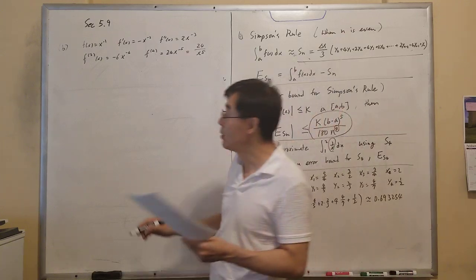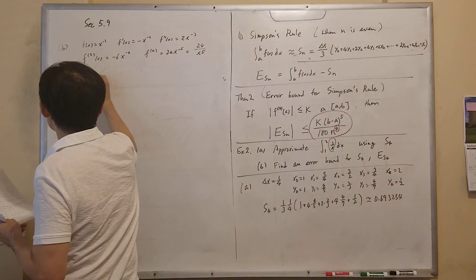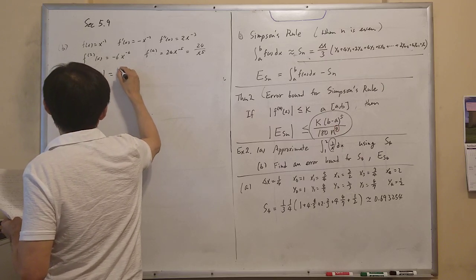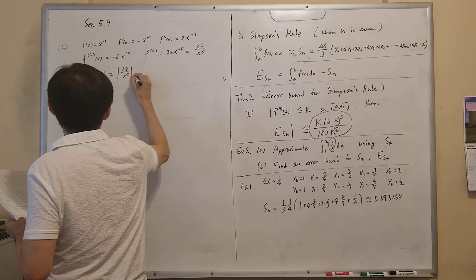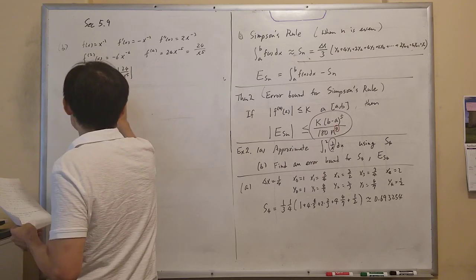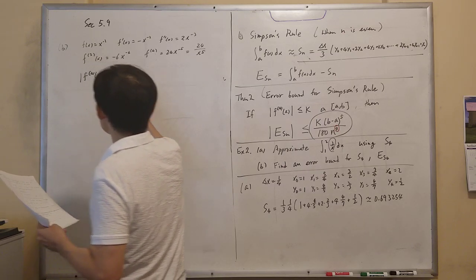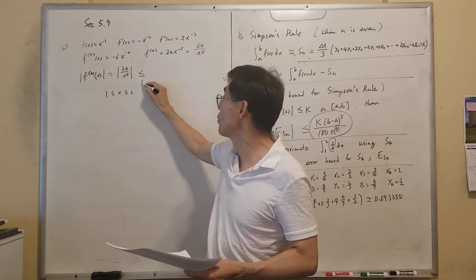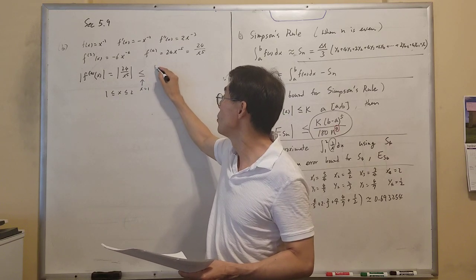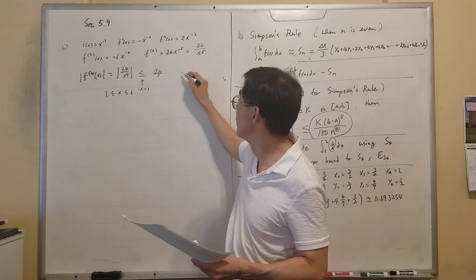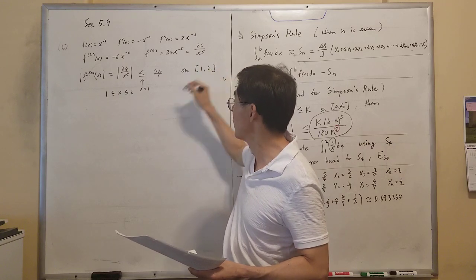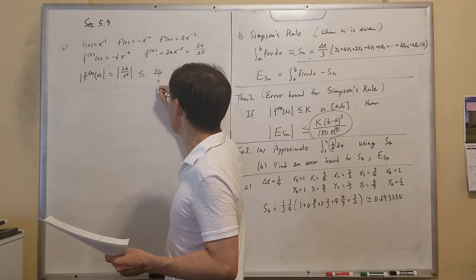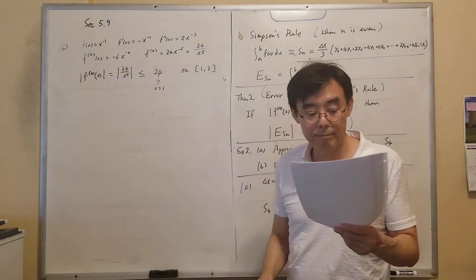And then, the fourth order derivative of x, absolute value, is 24 over x to the 5th. Think about it, x is between 1 and 2. This is the largest when x equals 1, right? When x equals 1, it's 24. On this interval, this is the largest possibility, which is when x equals 1.